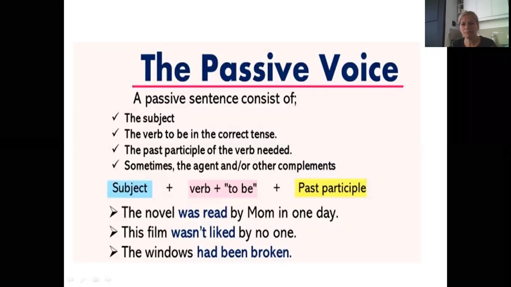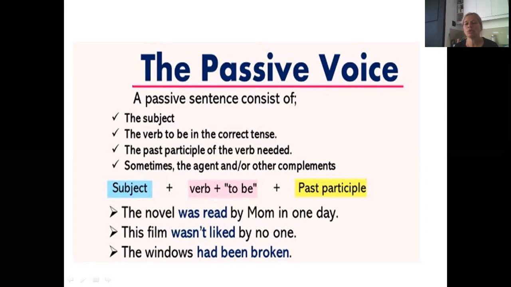Hi everybody. Well, in this class, we are going to work with the passive voice. Yes, so I will show you a PowerPoint with the explanation for you to understand, okay?